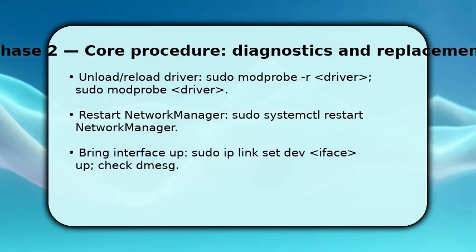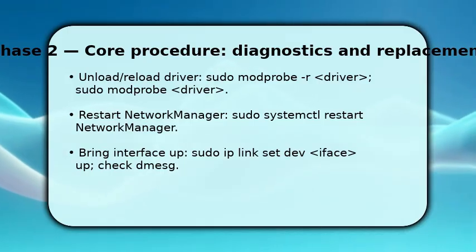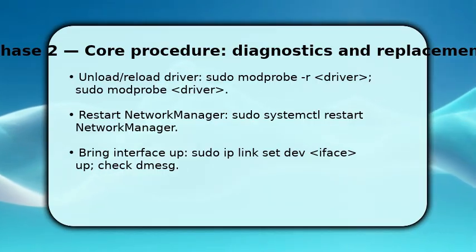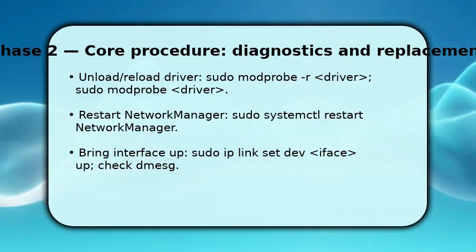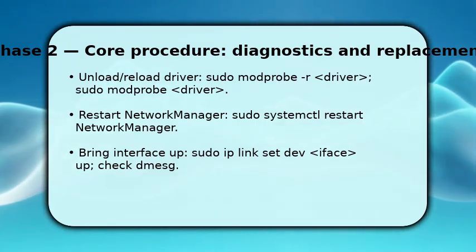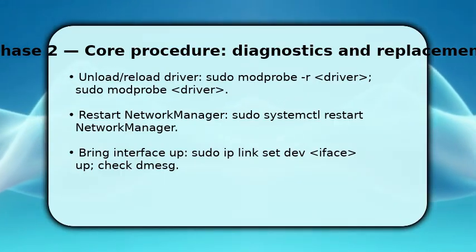Then restart NetworkManager via systemctl restart NetworkManager to refresh profiles and DHCP handling. After that, bring the interface up with ip link set dev iface up, and request an address with sudo dhclient iface if needed. This sequence fixes common state mismatches between kernel, service, and DHCP.